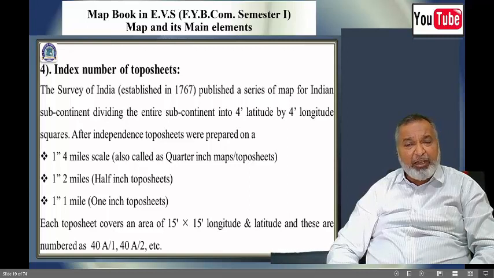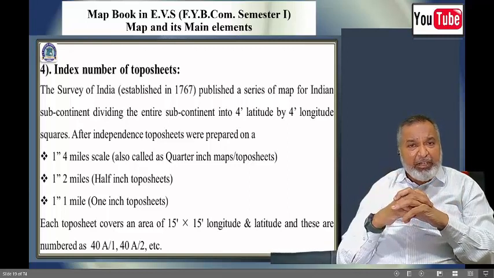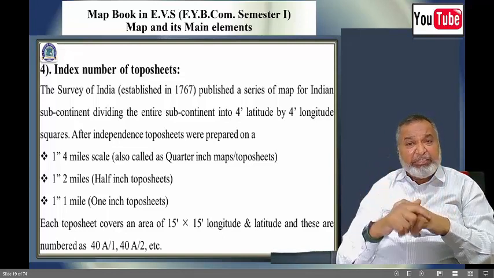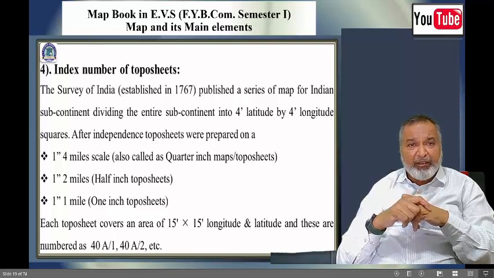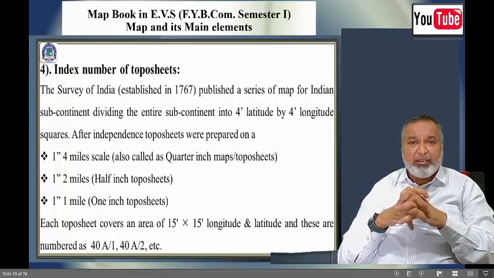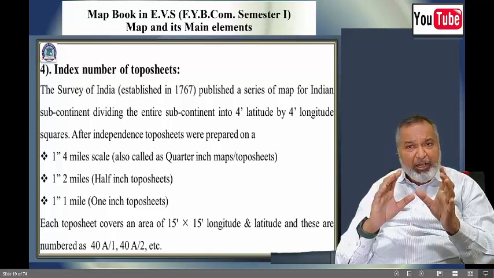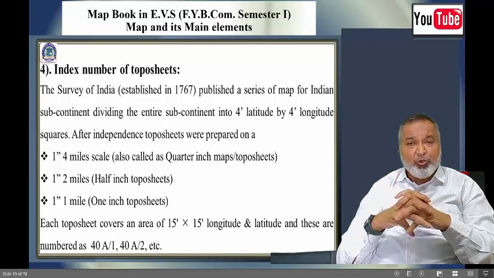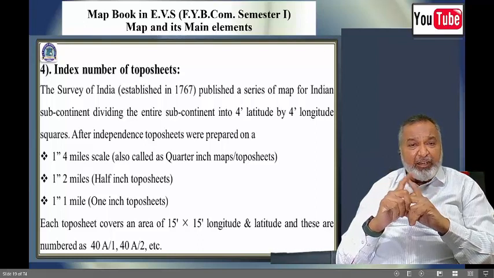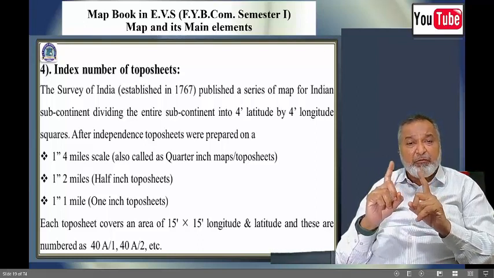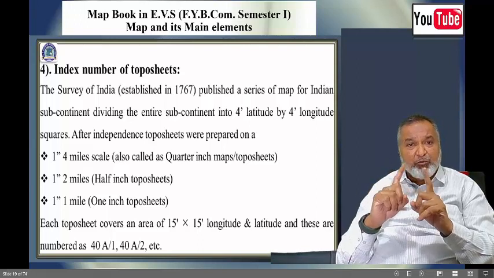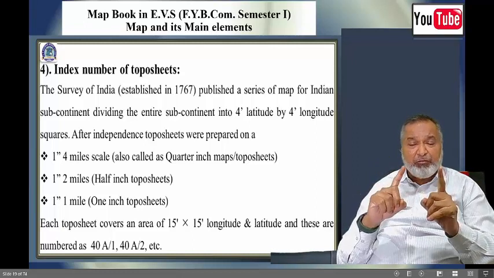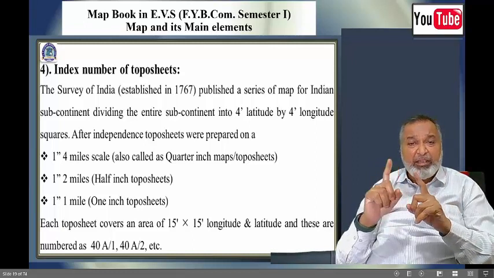Now, for the Indian subcontinent, the Survey of India was established by the British in 1767, and at that point they divided the subcontinent into 4 minute latitude by 4 minute longitude squares. If 4 by 4 is there, it is called the 1 inch Toposheet map. If it is 1:2, it is called the half-inch map. If it is 1:4, it is called the quarter-inch map.